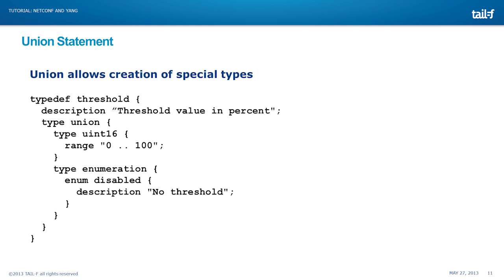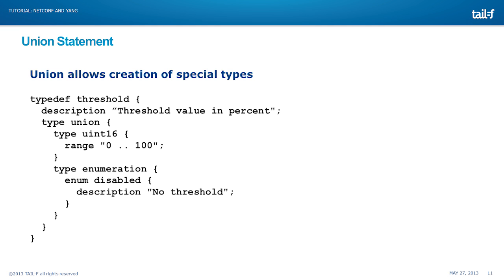Next, we have the union statement. Sometimes we have values that we want to have that may be a number or a string, depending on what the user enters and what we want to use in our program. That is where the YANG union statement comes into play. It allows the creation of these special types. It works much like the idea of a union in the C programming language.